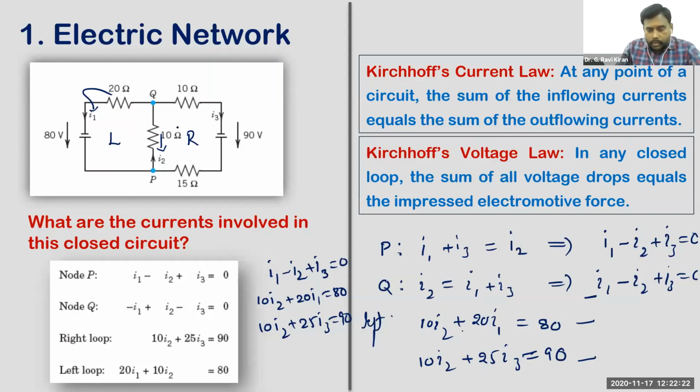And in the right loop, you have actually three different resistors. In the resistor of 10 ohms, I2 is passing through, so the net voltage drop across this resistor is exactly equal to 10I2. And across these two resistors, you can find only one current. This current I3 is passing through both, so the net voltage drop across the two resistors together will be 10 plus 15, 25 multiplied by I3. And in this right loop, the electromotive force is exactly equal to 90. That's how you got these two equations, right?